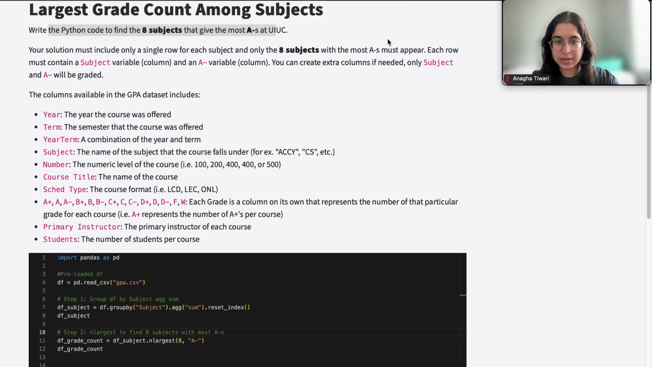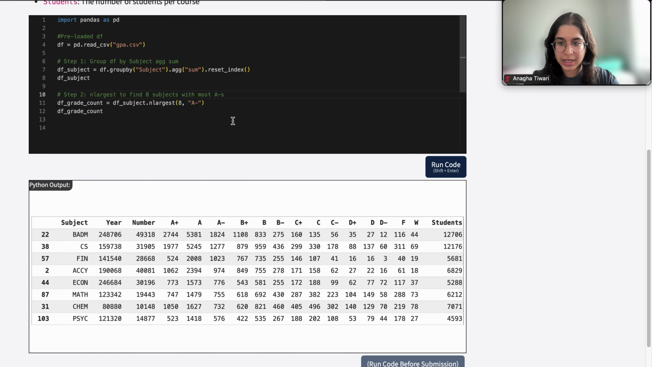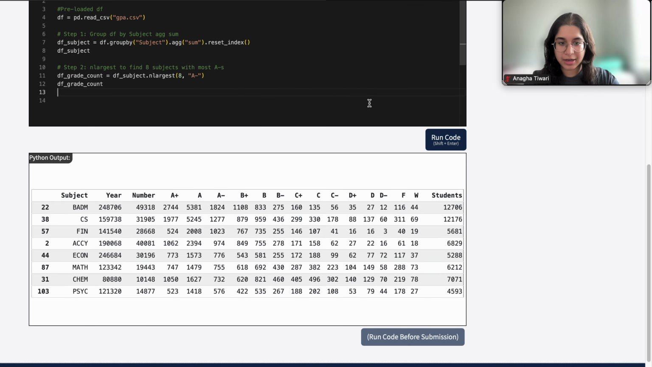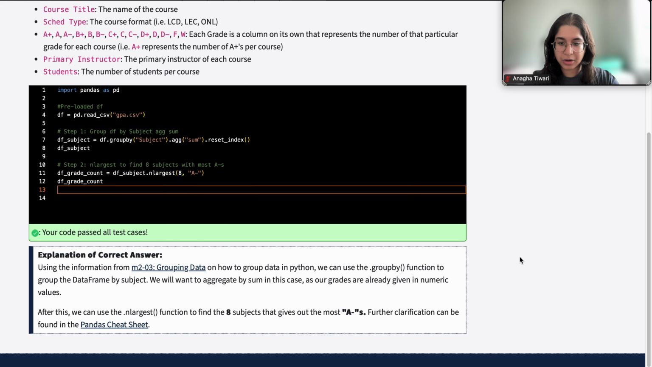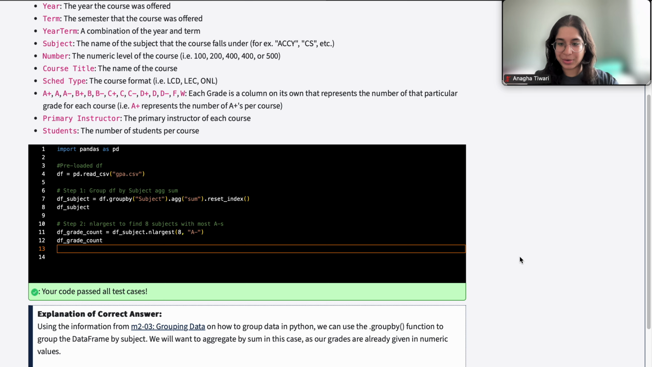It says each row must contain a subject variable and an A minus variable. There can be extra columns, but it doesn't matter. And we outputted that. And when we go ahead and submit our code, we get it correct, which is expected because we did whatever the question asked.